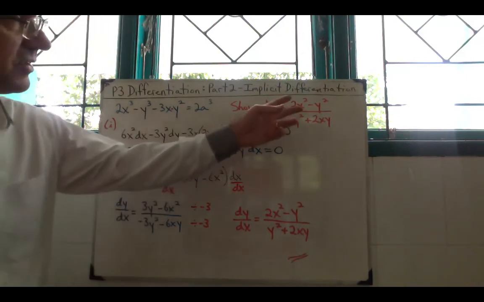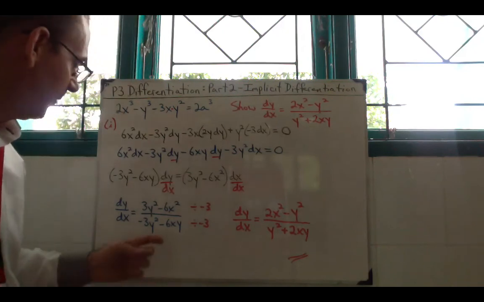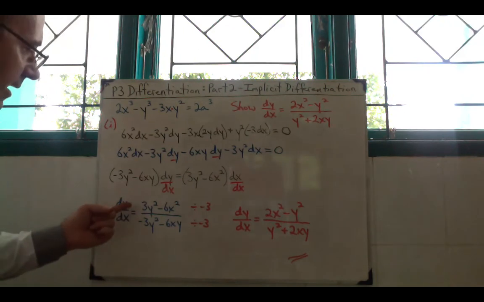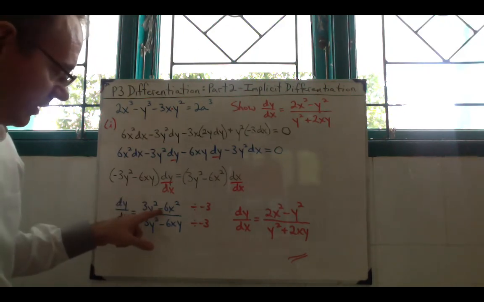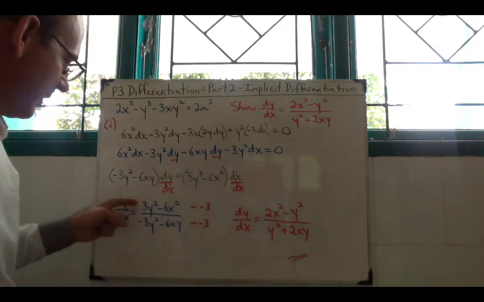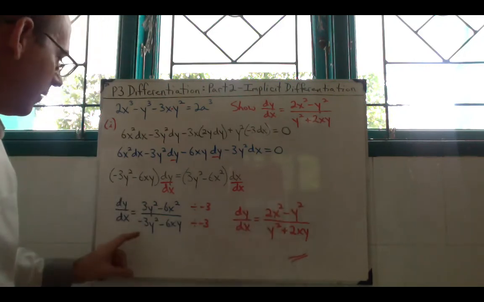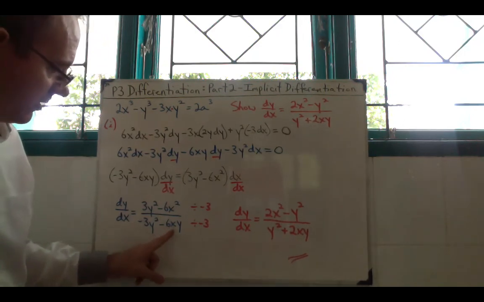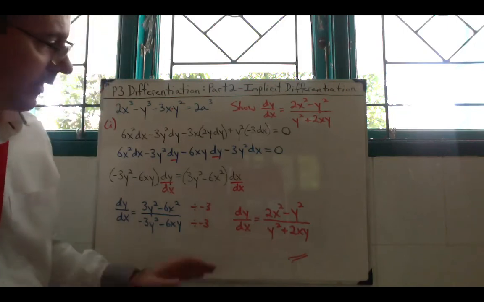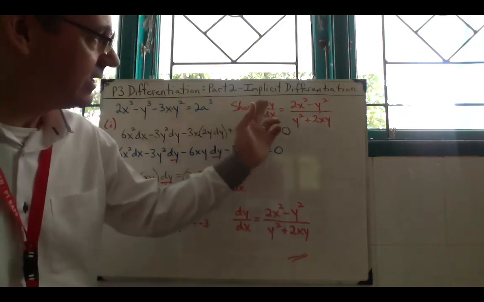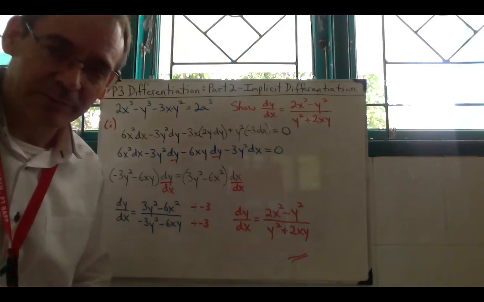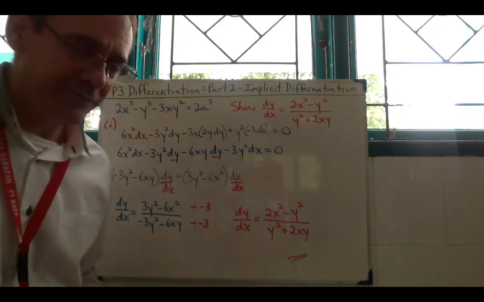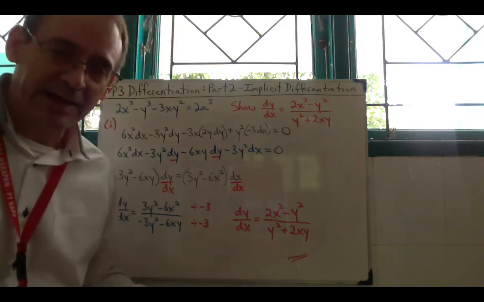And as we look at this compared to what it's supposed to be, we can divide top and bottom by negative 3. And that will make this one positive 2x squared, makes this one negative y squared, all over positive y squared plus 2xy. And so we have shown that we can arrive at the form that they wanted us to. So we've done our implicit differentiation and we've got the slope as the result.